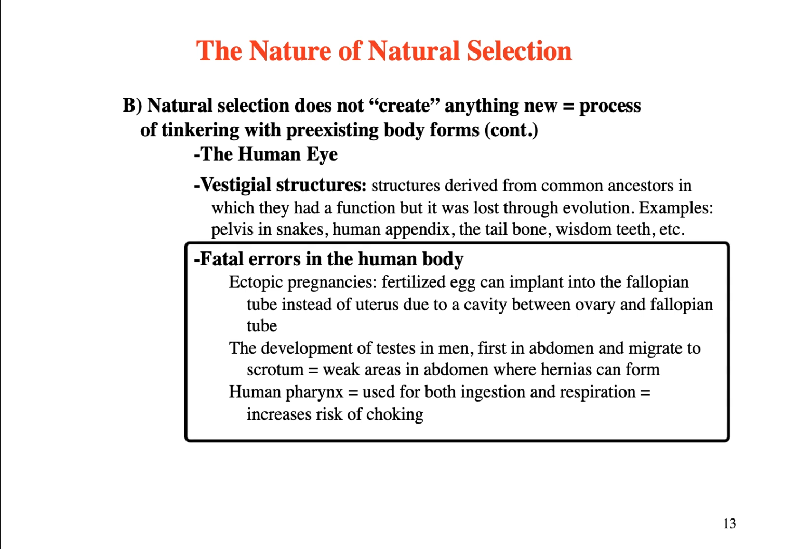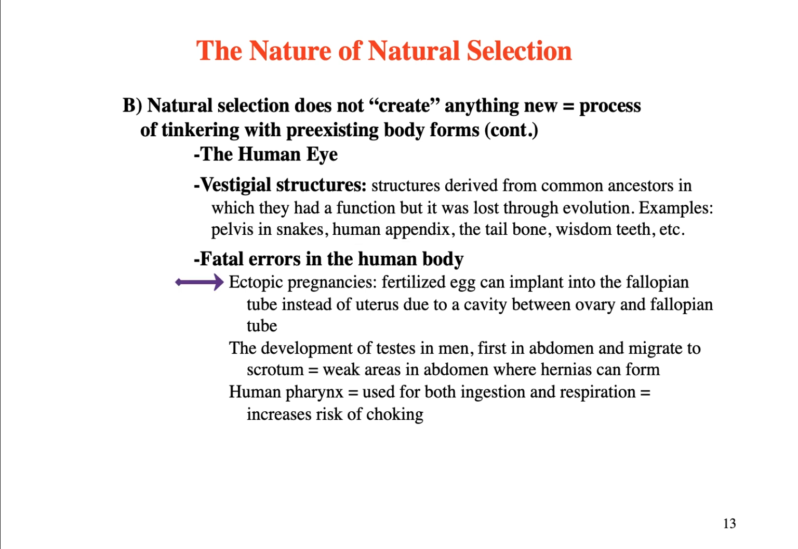Also, if evolution was perfect, there wouldn't be fatal errors that occur occasionally. So ectopic pregnancies are one of these, where the fertilized egg implants in the fallopian tube rather than the uterus, which can be life-threatening. Also, development of testes in men, first in the abdomen, and then they migrate to the scrotum, which becomes a weak area where hernias can form. And then the human pharynx, which is used both for ingestion of food and respiration, so it represents a choking risk, which actually happens quite often.